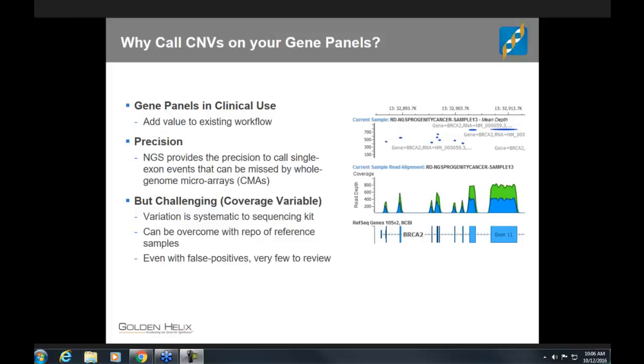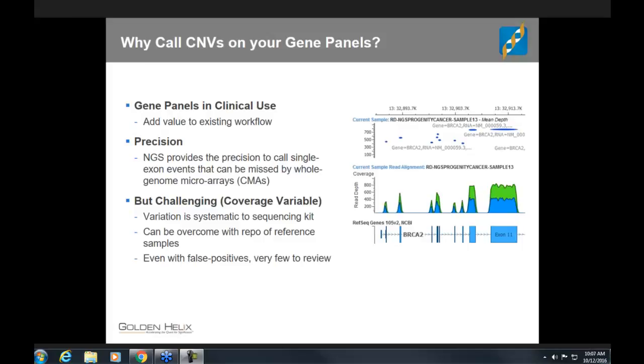This is both from an economics and reimbursement perspective and from a testing pragmatism perspective. We see gene panels being used. There are a lot of existing samples that people have collected over time, and we're looking at whether there is value we can add by calling CNVs on that existing data.